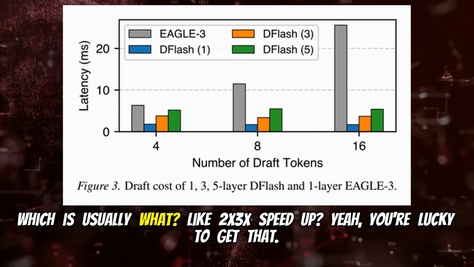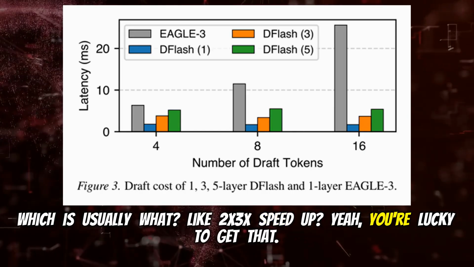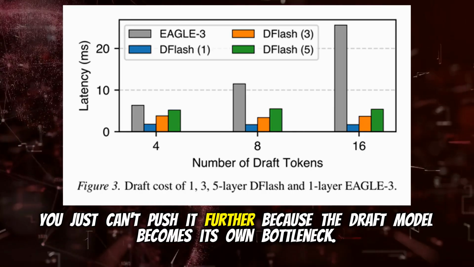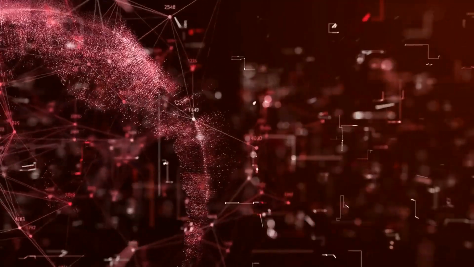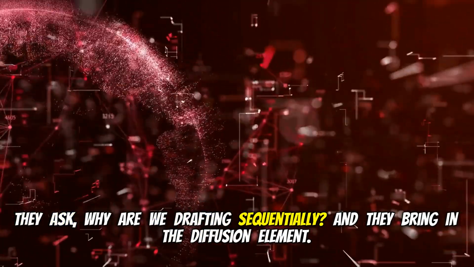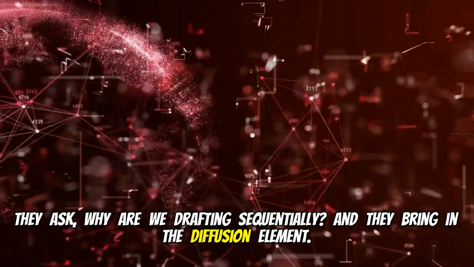Which is usually what, like 2x, 3x speed up? Yeah, you're lucky to get that. You just can't push it further because the draft model becomes its own bottleneck. And this is where DFlash flips the script. They ask, why are we drafting sequentially? And they bring in the diffusion element.